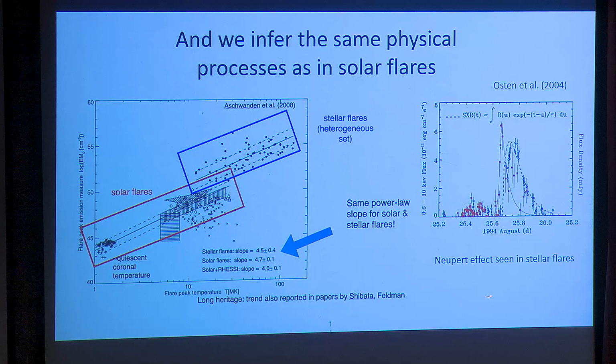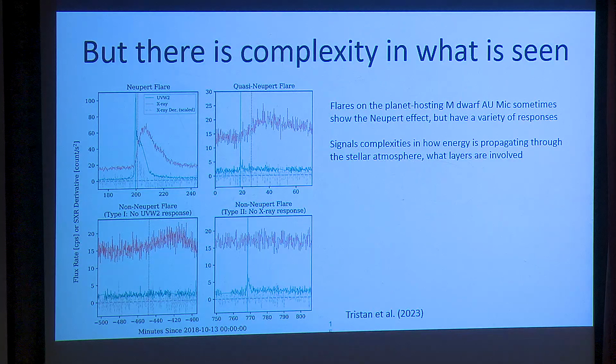When we look at individual stellar flares, we see evidence for that basic process that I was describing before. We call that the Neupert effect, where you see an observational relationship between signatures of accelerated particles and signatures of the heated plasma. And this is for an example on an active binary system where there was a very impulsive radio flare right before an X-ray flare, which matches that expectation. However, there's complexity in what's seen.